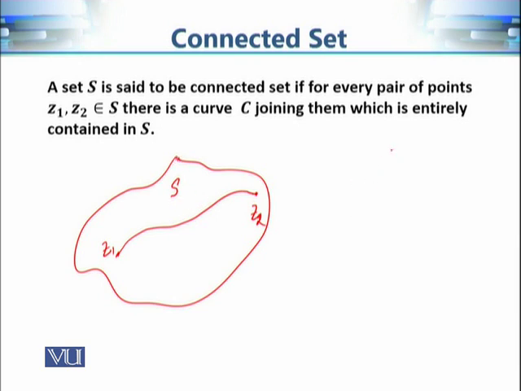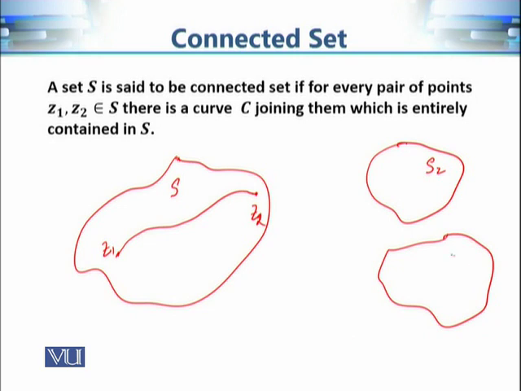But if I take another example of a set S2, and this set is given by two different components. Let's call this component A, let's call this component B, and this union of A and B gives me S2. So this S2 is basically A union B. Now let's see if this set S2 is connected or not.